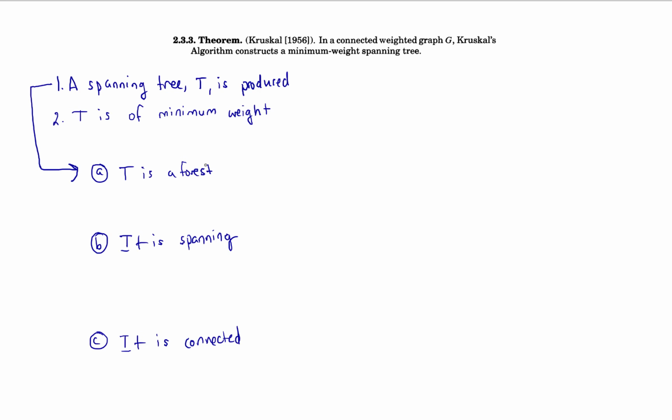So let's go ahead and start with A for now. T is a forest. Well, if we look back to the rules used in our earlier example, we saw that we were adding the lowest weighted edge that did not result in a cycle. If it did create a cycle, we were going to discard the edge and not add it to T. So since the algorithm itself can never select an edge that results in a cycle, the resulting output has to be acyclic. And if you recall from our text, an acyclic graph is the definition of a forest.